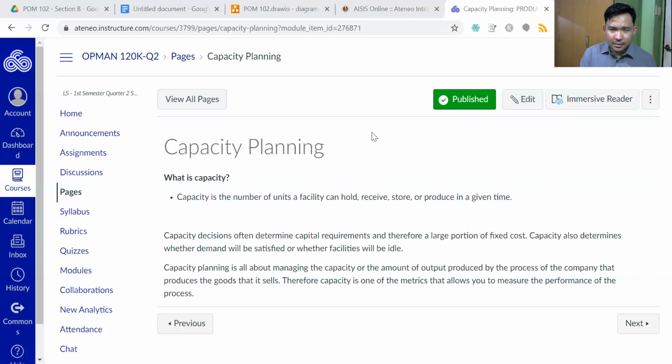Okay, so capacity planning is all about managing the capacity, or the amount of output produced by the process of the company that produces the goods that it sells. Therefore, capacity is one of the metrics that allows you to measure the performance of the process. All right, that's basically it.